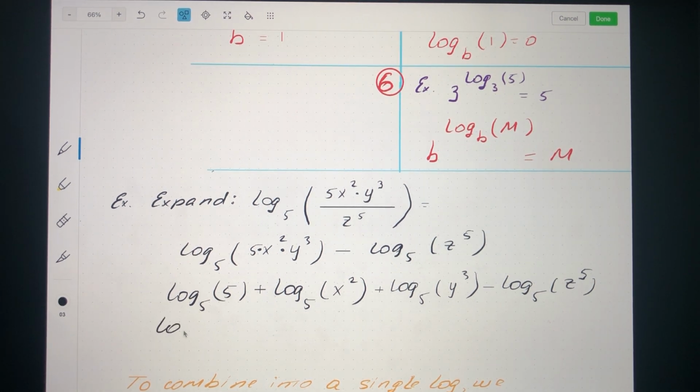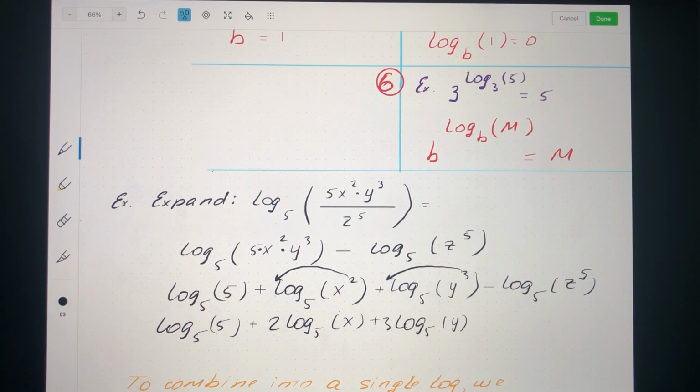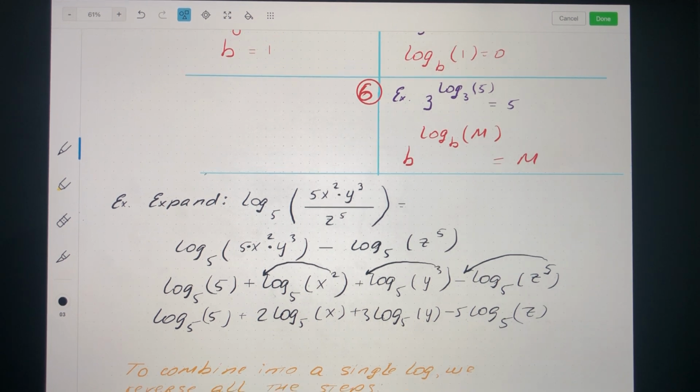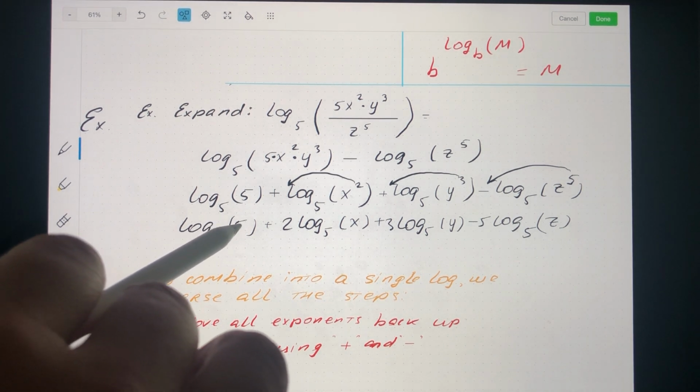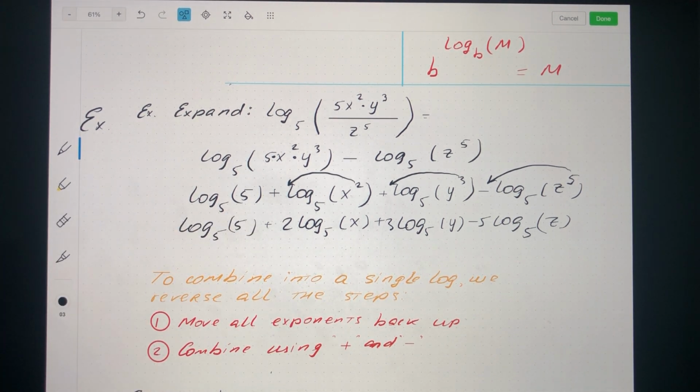So we have log base 5 of 5 plus, now the 2 moves up, we get 2 log base 5 of x. The 3 moves up, we get plus 3 log base 5 of y. The 5 moves up, 5 log base 5 of z. And that's almost the finished answer. The only thing left to do is, here we notice we have the same base as what's inside, and that equals to 1 according to our formula.